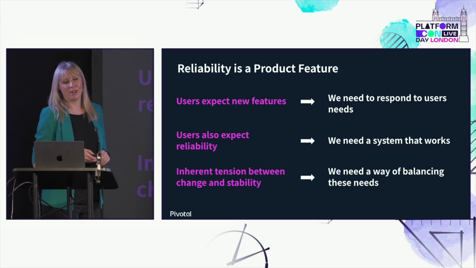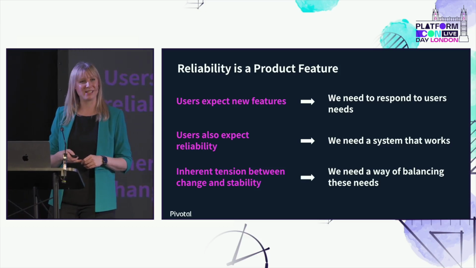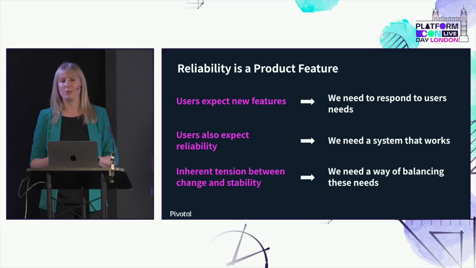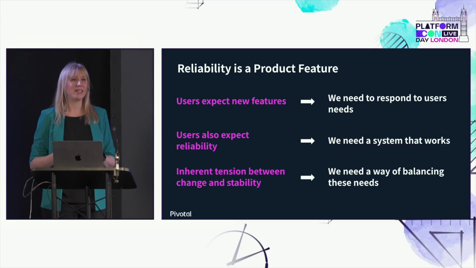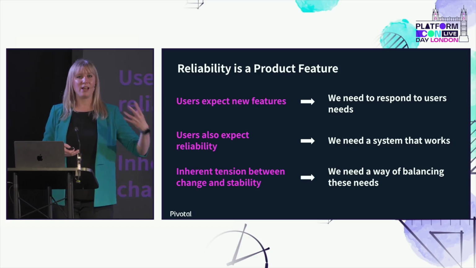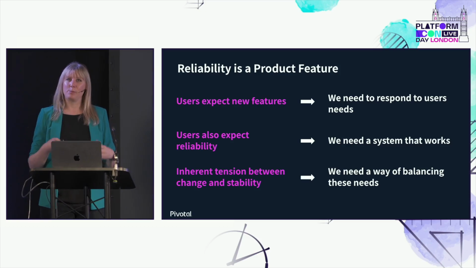Users also expect reliability. They don't often shout about that. That's an unspoken expectation. They expect your service to be available. And so we need to have a system that works. And so there is this inherent tension between change and evolution of whatever product it is that you're building and the stability and reliability of that, because we know that change introduces instability and change can cause lack of availability.